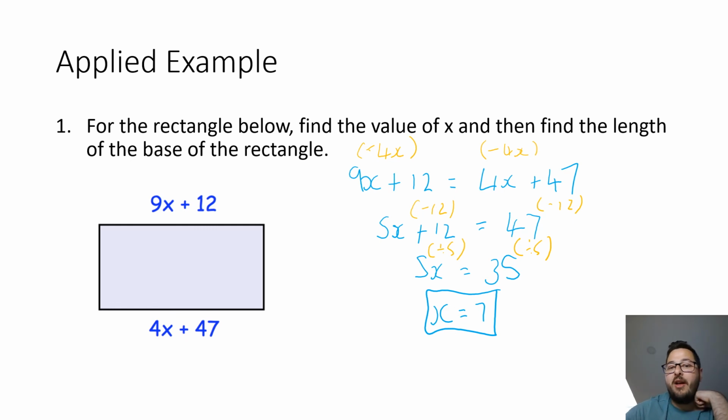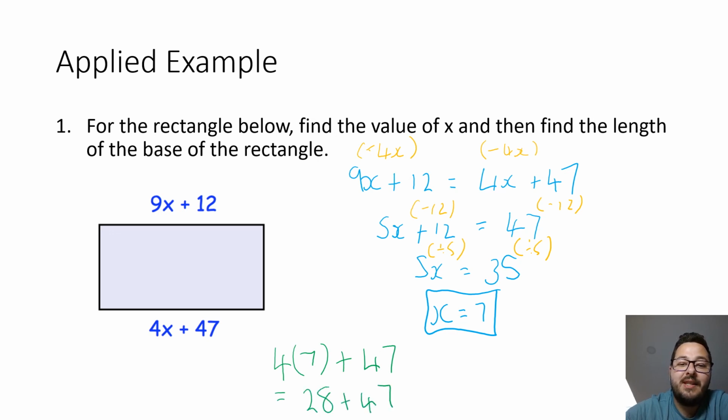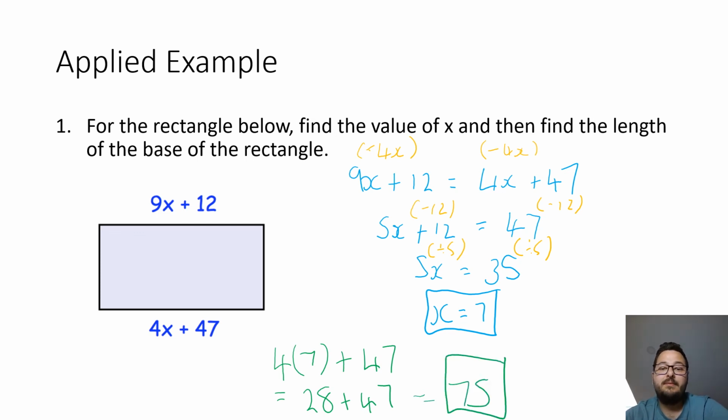So that's the first part of the question, and then the second bit says find the length of the base. So we just want to put this 7 now into this 4x plus 47. So this is 4 times x, but we know that x is 7, plus 47. 4 times 7 is 28, and 28 plus 47 is going to be 75. Okay, so they don't give you any units, we can just leave it as 75, and that's it.